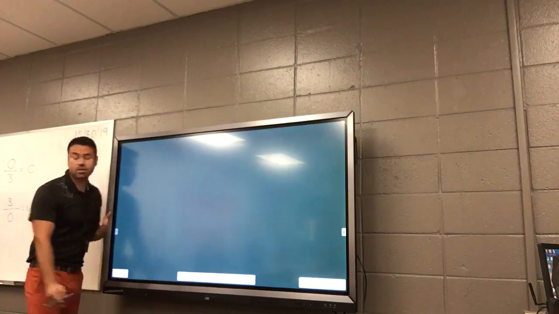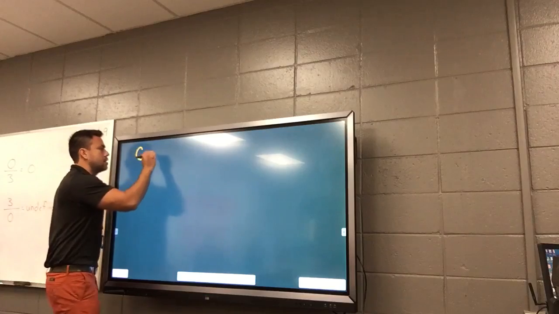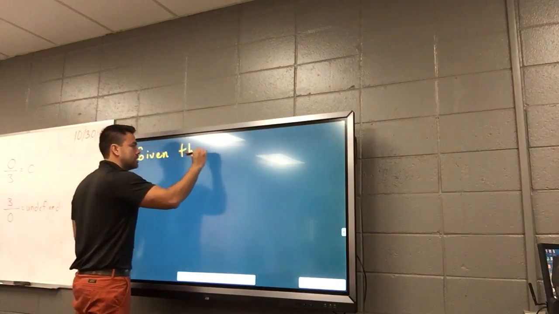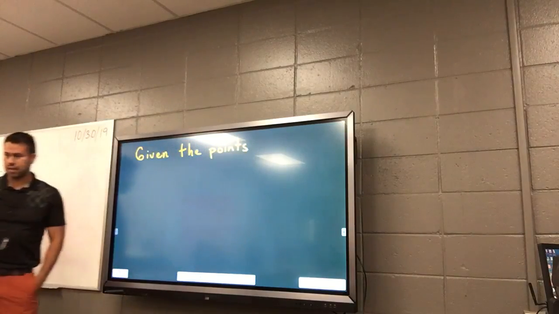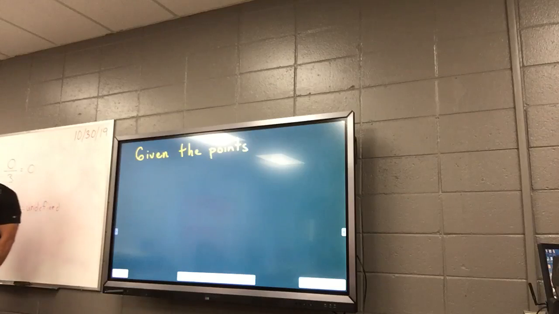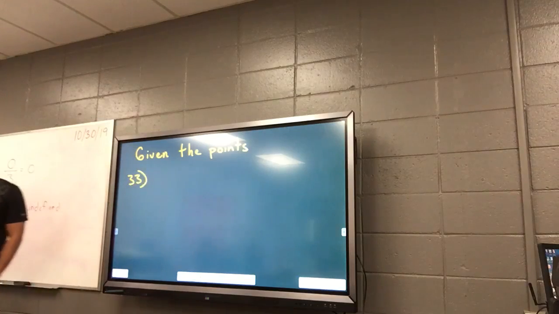Okay, so I'm going to find the slope of a line given the points. How many of you think these problems are harder than the last problems? I think they're actually easier because they gave you the points. So now you use the points and do what you can for number 33. Just do number 33 without any guidance, right?